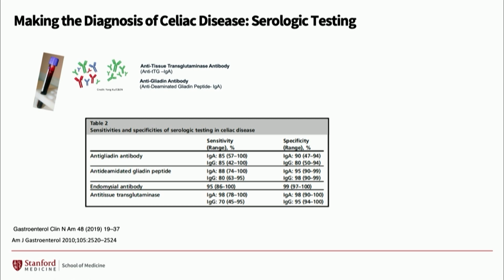And we often use other antibodies, such as anti-deamidated gliadin peptide or anti-endomysial antibody, in different contexts, if there's a question of the diagnosis or if the tissue transglutaminase is negative and we still have high suspicion. One thing that I will say is that there are a lot of different assays out there for tissue transglutaminase, and the normal ranges vary. They don't all perform the same, which adds to the complexity of making a diagnosis.